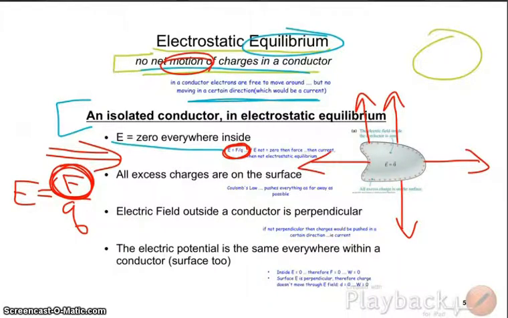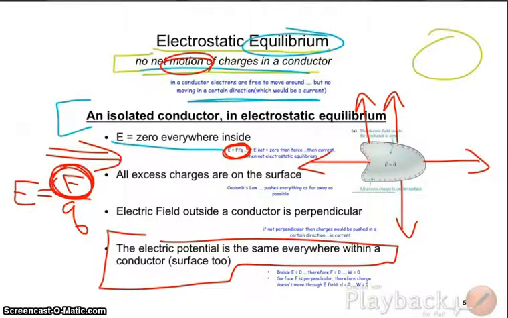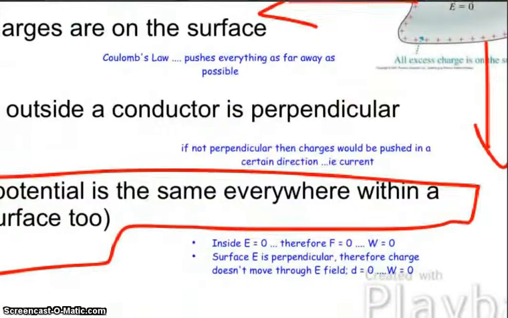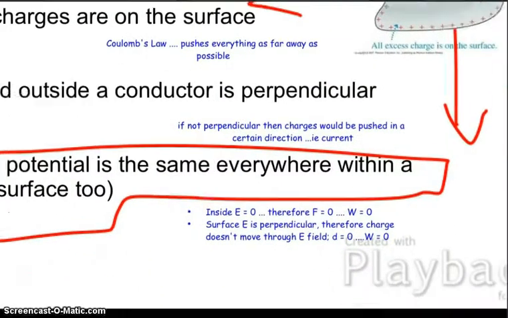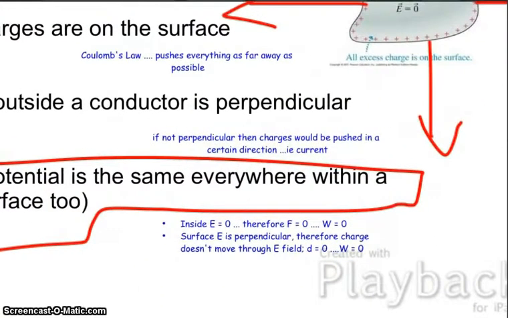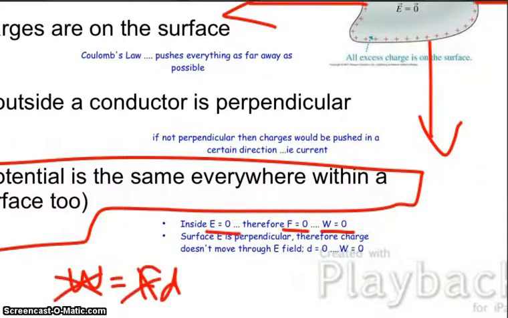Alright, an electric potential is the same everywhere within a conductor. This also makes sense. Inside, your electric field is 0. Therefore, your force is 0, and your work is 0. Work equals F times D. If F is 0, work is 0.